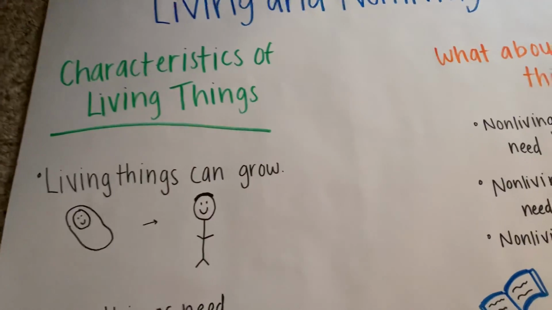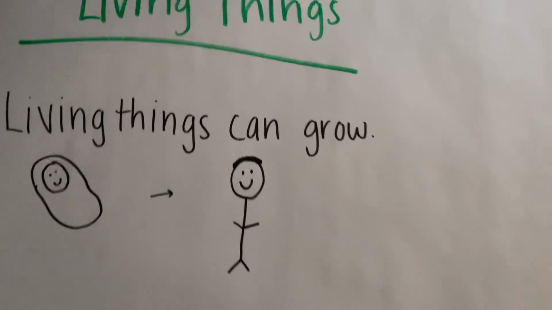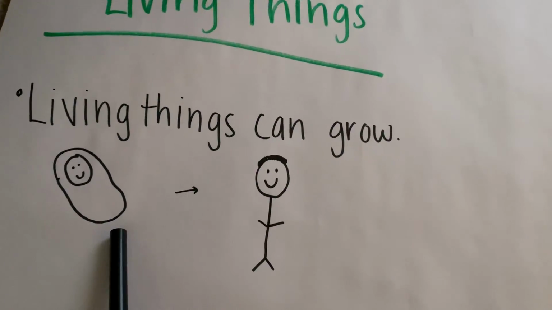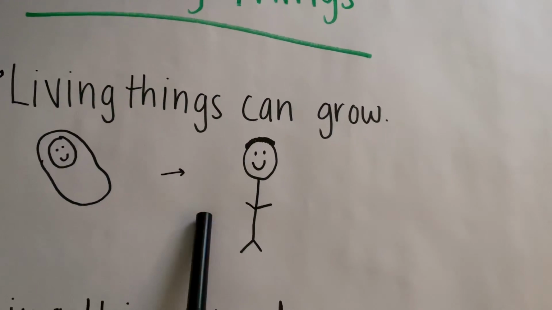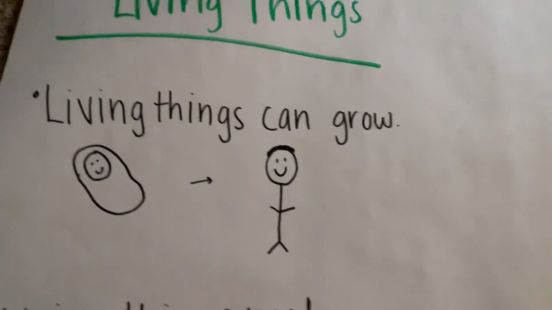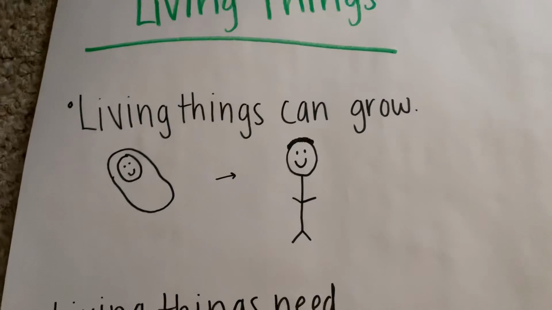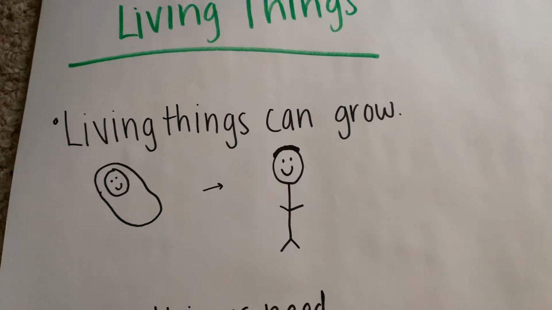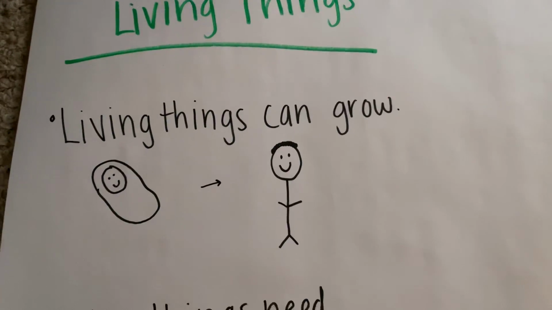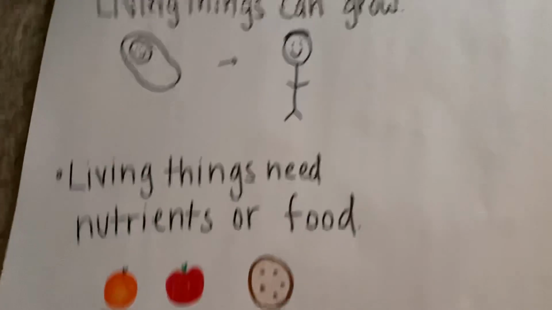So a few characteristics of living things are that living things can grow. So here I have a baby, and then I put an arrow to show that it's grown to a kid. So you can think of this as yourself. Whenever you were 2 years old, you were probably smaller than how tall you are right now, and you will continue to grow even taller. So you are a living thing and you can grow.